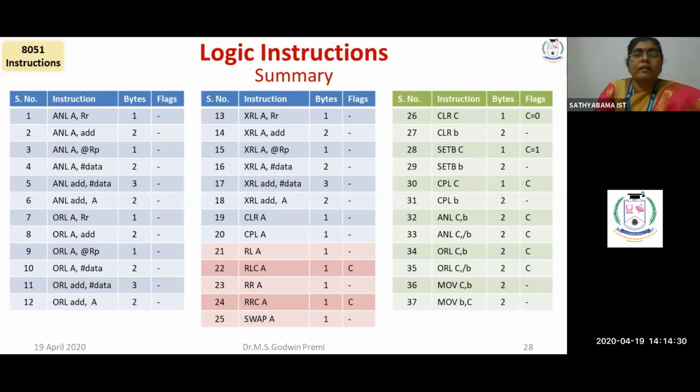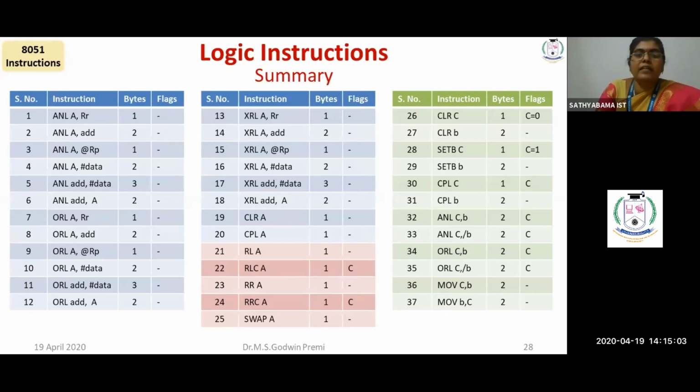As we said earlier, for each opcode or mnemonic, we will have 1 byte. For address or data, we will have 2. Coming to the 5th instruction, ANL address comma immediate data. Here we have to store the mnemonic as 1 byte, the direct memory address as 1 byte, and the immediate 8-bit data as 1 byte. So we have 3 bytes. So it is a 3-byte instruction.